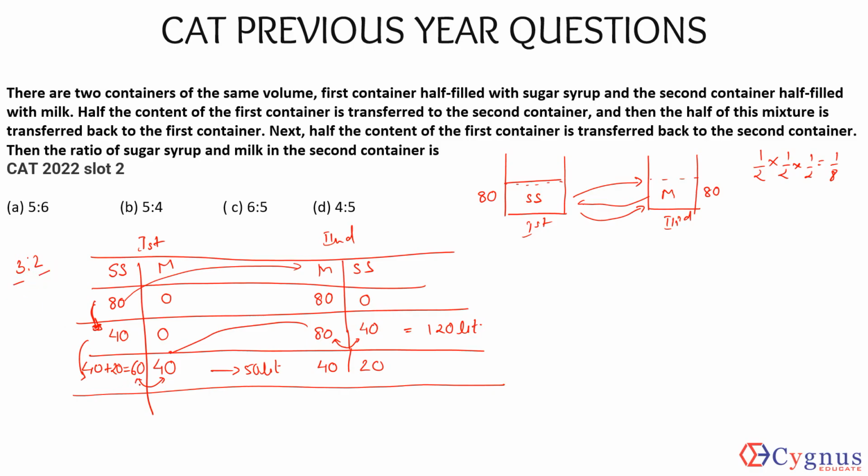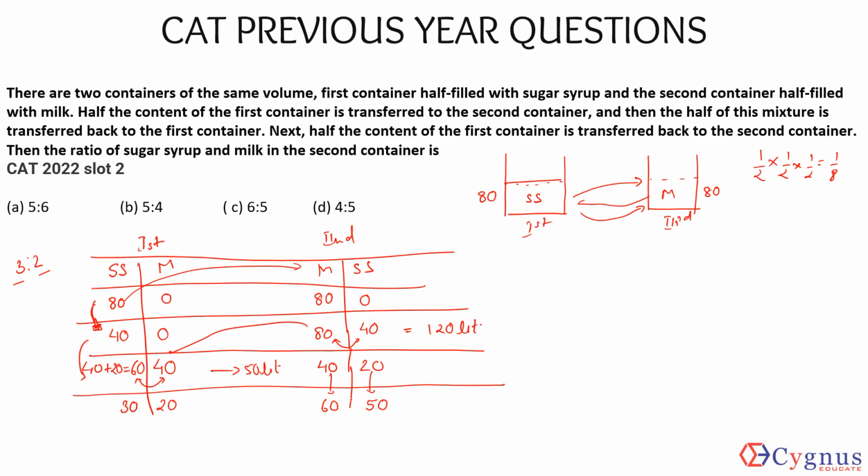That means 30 liters will be transferred from here. So how much sugar syrup will be left? 60 minus 30 will be 30. And how much milk will be left? 20. 30 liters of sugar syrup will be added here. That is, now the sugar syrup will become 20 plus 30, that is 50. And 20 liters of milk will be transferred here. So now it becomes 40 plus 20, that is 60. Yes or no?